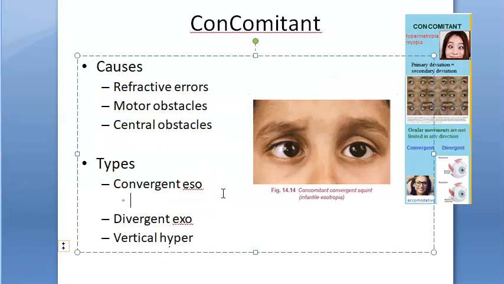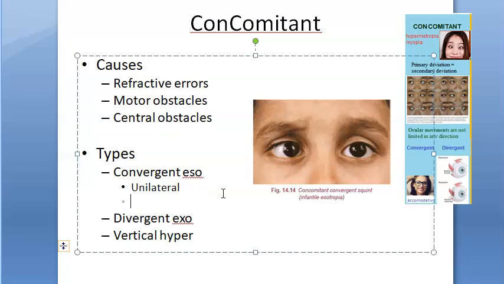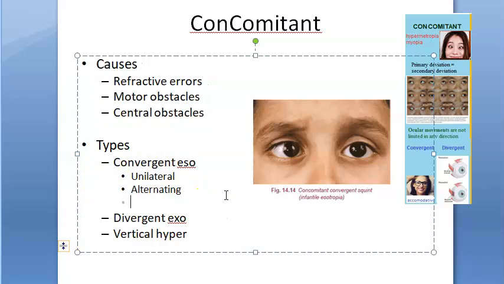So in this again, they have so many types. Like it can be unilateral. Unilateral means one eye deviates inward and the second eye will be normal, so that takes fixation. Otherwise, there can be alternating. Alternating means either eye deviates inward and the other eye takes up the fixation. Then what else is there? So under this itself, they have all this.